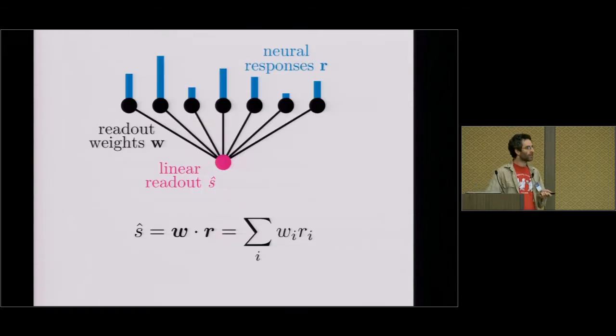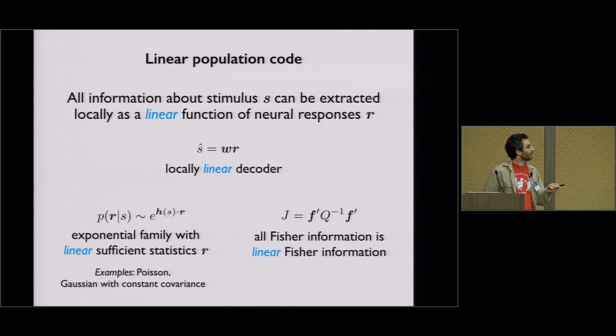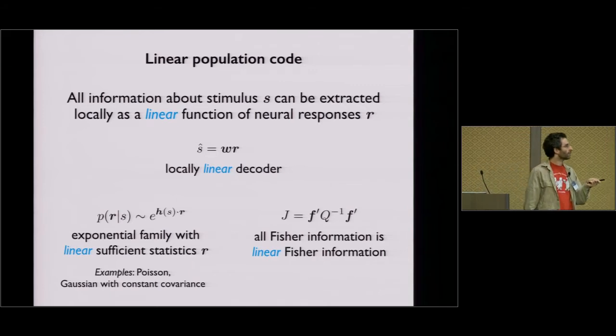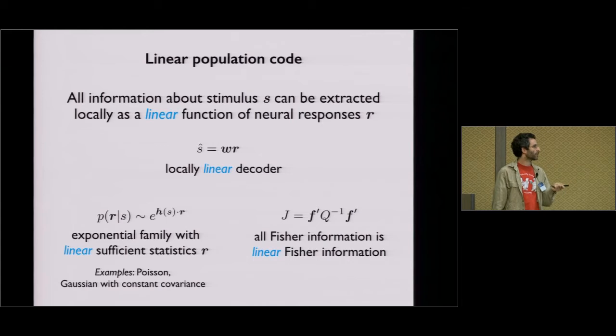So for the linear population code, we're just going to read this stuff out as a linear sum, just a dot product between some template W and your neural activity R. And that will give you some estimate of the stimulus, and then you can say, is that plus or minus? This is just a perceptron, right? In a linear population code, all the information about a stimulus can be extracted locally as that linear function.